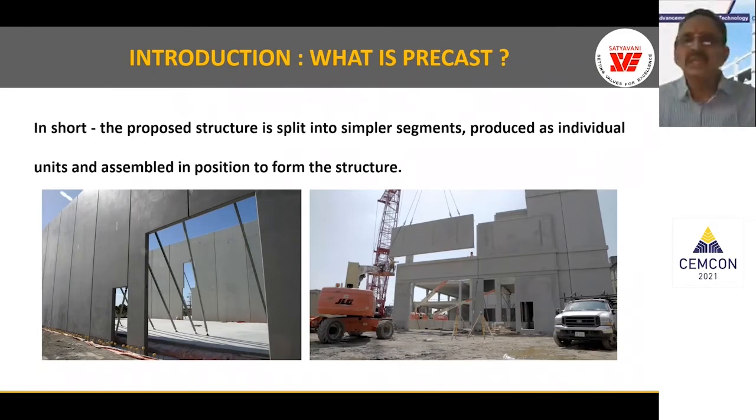The proposed structure is split into simpler segments produced as individual units and assembled in position to form the structure, as we can see here. We can divide the entire structure into handleable sizes and weights of elements and assemble them at the site. And joints, though perceived as a challenge, can be handled by any structural engineer who is conversant with precast construction methodologies and the available materials for the joints.